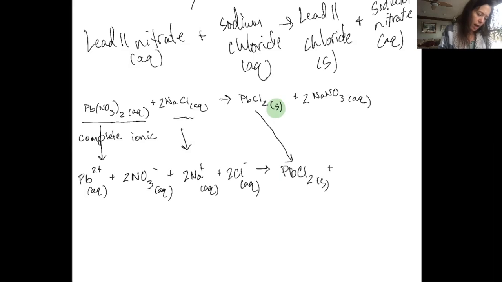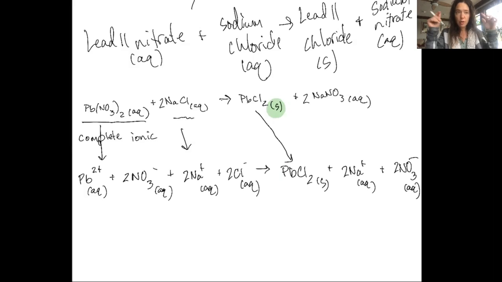solid, and then I will look at my two sodium nitrates. I will see that it's aqueous. I will dissolve it into the 2 sodium ions that are now in the solution and the 2 nitrate ions that are now in the solution. You have to put the charges, all the little charges, in an ionic equation. Ions and atoms are different properties.